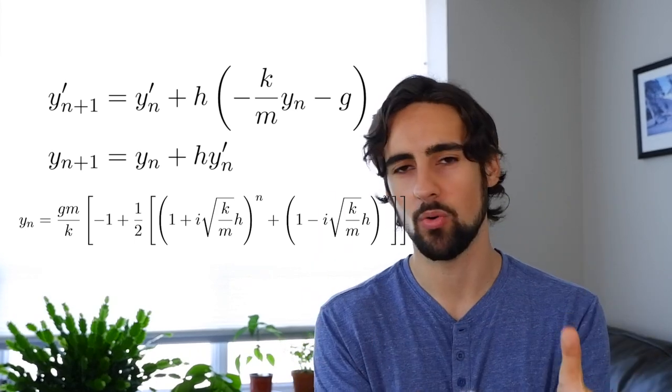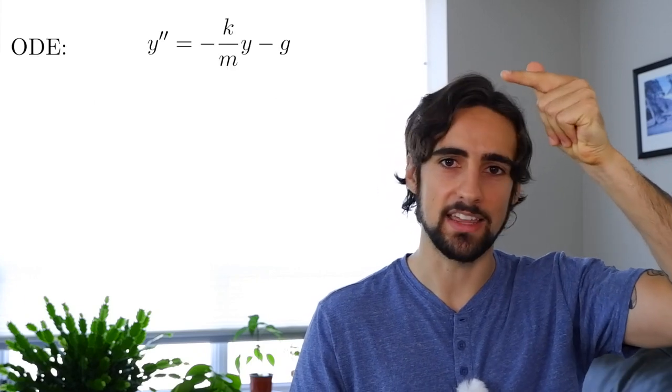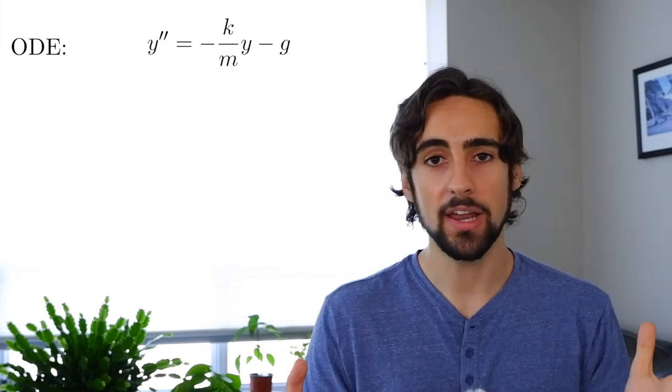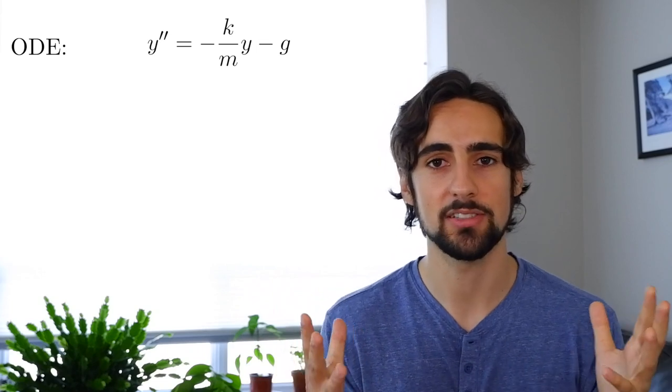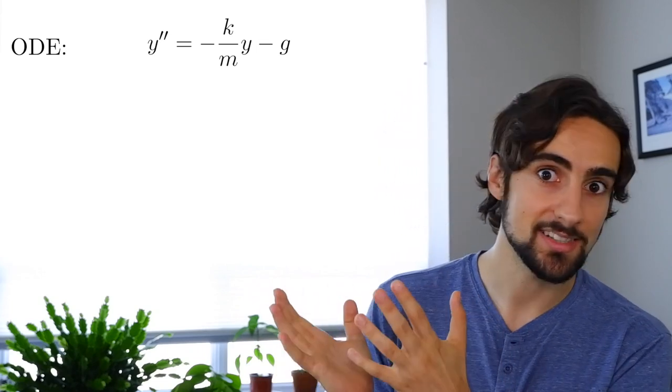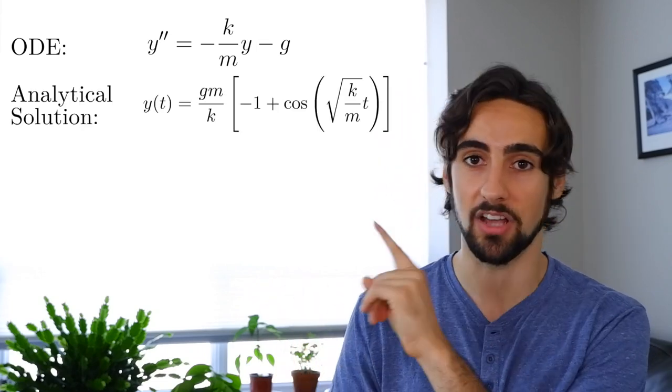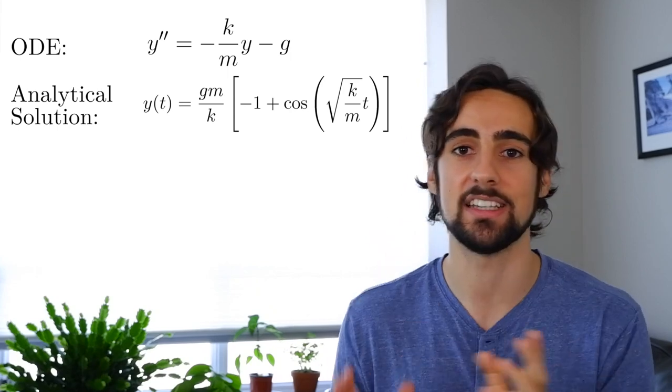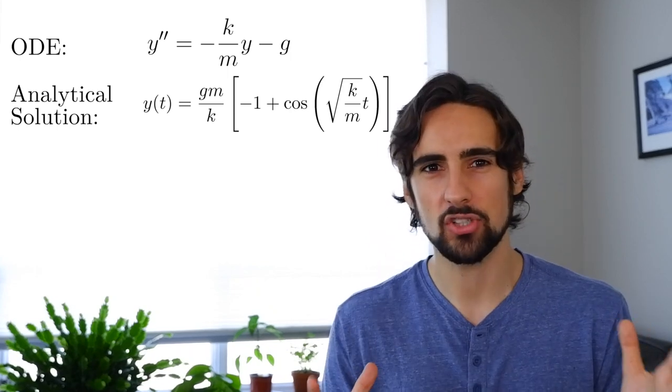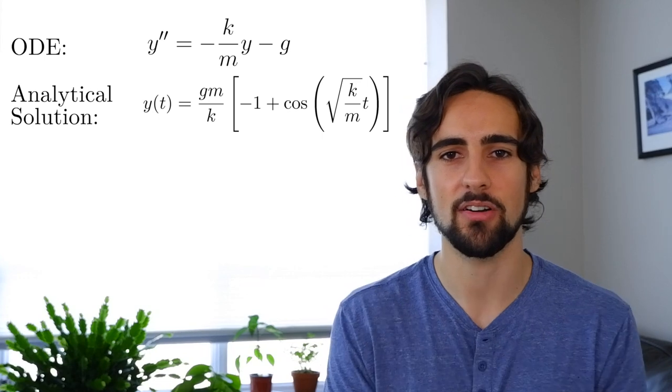So let's recap what we've done so far. We start off with our governing ODE that tells us about our system. But if we want useful answers out of this, we have to solve the ODE. Since it's a simple example, in this case we can solve it analytically, and this is the exact solution. But in a more general case, we would want to use a numerical method.